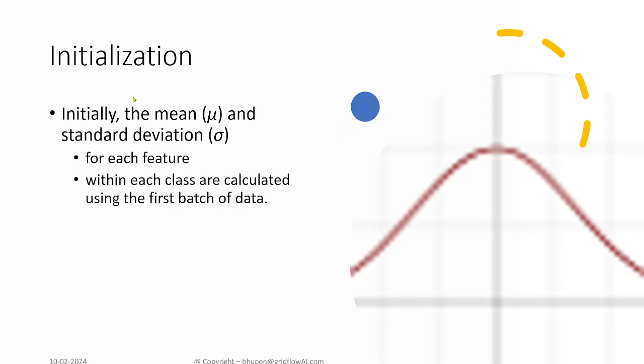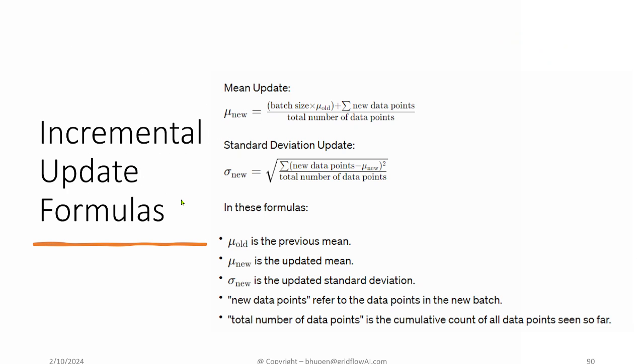So essentially, I'm just doing a recap. When you train a Gaussian Naive Bayes with, let's say, partial data, you're going to learn the model parameters in terms of mean and standard deviation for each of the features and for each of the classes. This will be done using the first batch of data, let's say 100 samples. Then after that, we need to do an incremental update.